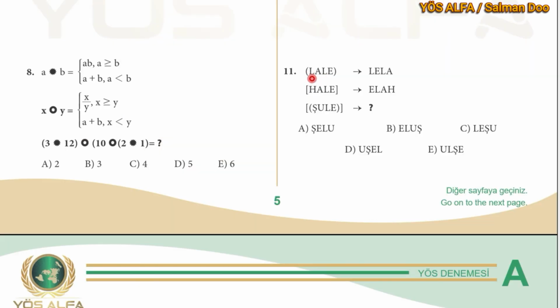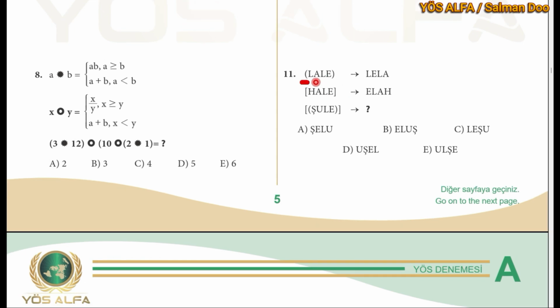We have two operations here, the parentheses and the brackets. For the parentheses operation, we have two steps conversion, 1, 2. And for the bracket, we have only one conversion. We start writing from back to front. So let's start with the parentheses operation. Two steps, 1 and 2.